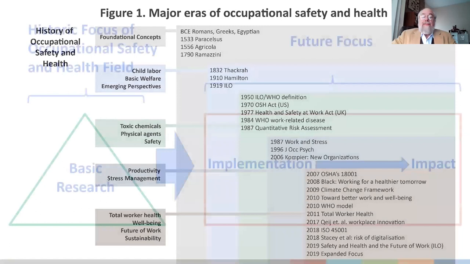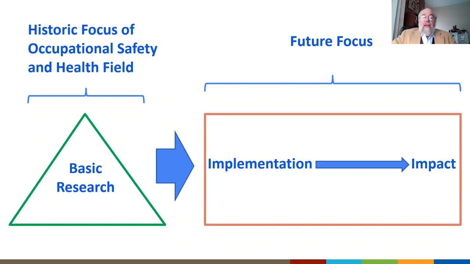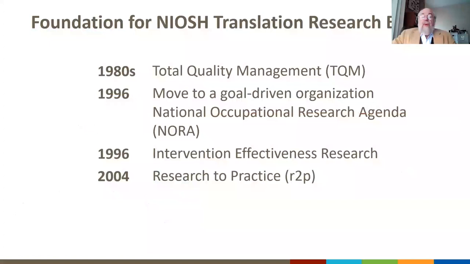The critical focus for today is shown in this slide. The engine of occupational safety and health is basic research, as shown in the triangle. But the critical feature is, does it make a difference? Does it have an impact? Have we been able to take that information and implement it, put it into play? And that's what we're going to hear about: the science of how you study how well we put things into play. What are the best methods? What are the best ways to make a difference?